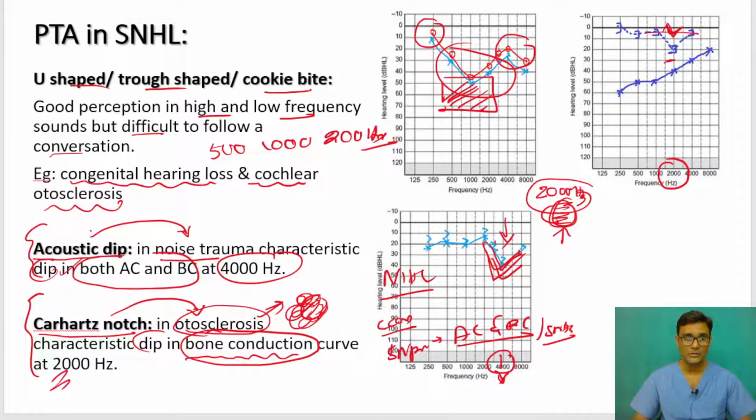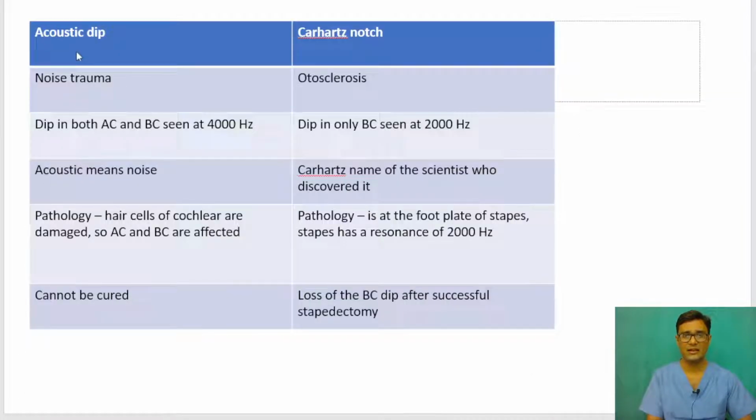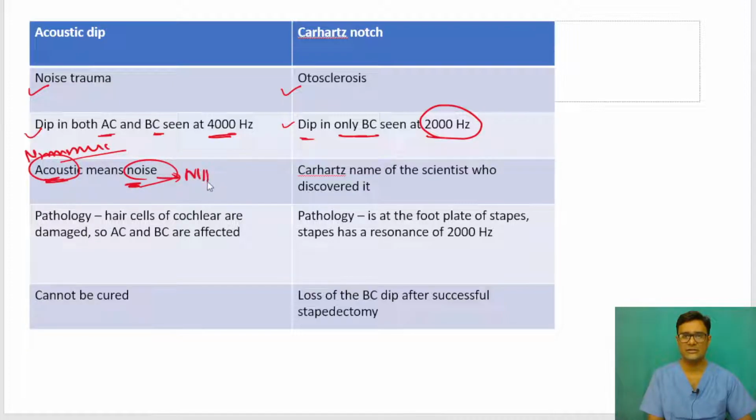At 2000 hertz. Because this is quite confusing, I just made a small chart. Acoustic dip is seen in noise trauma, Carhart's notch is seen in otosclerosis. In acoustic dip, there is a dip in both air conduction and bone conduction curves seen at 4000 hertz. In Carhart's notch, there is a dip only in bone conduction seen at 2000 hertz. Here is a mnemonic to remember: acoustic means noise, so acoustic dip is seen in noise-induced hearing loss. Carhart is the name of the scientist who discovered this characteristic dip in bone conduction, so you can connect Carhart's notch to otosclerosis.